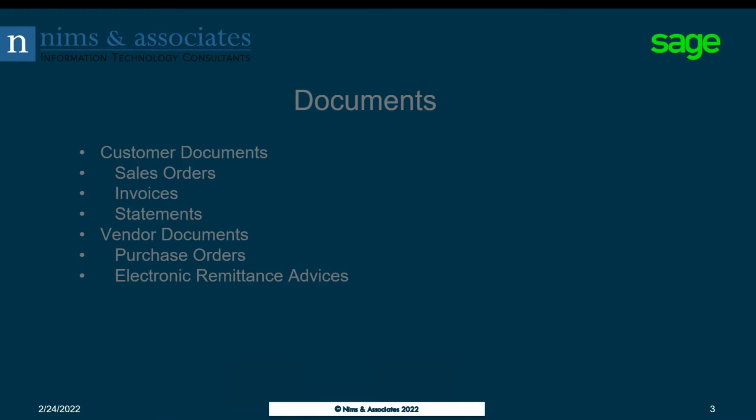But you can also send documents to vendors. And the most common documents, of course, are purchase orders. But again, another document a lot of people don't think about or don't know that exists in Sage 100 is you can pay your vendors via electronic payment with ACH, and you can send the vendor an electronic remittance advice notifying the vendor of which invoices that you have paid.